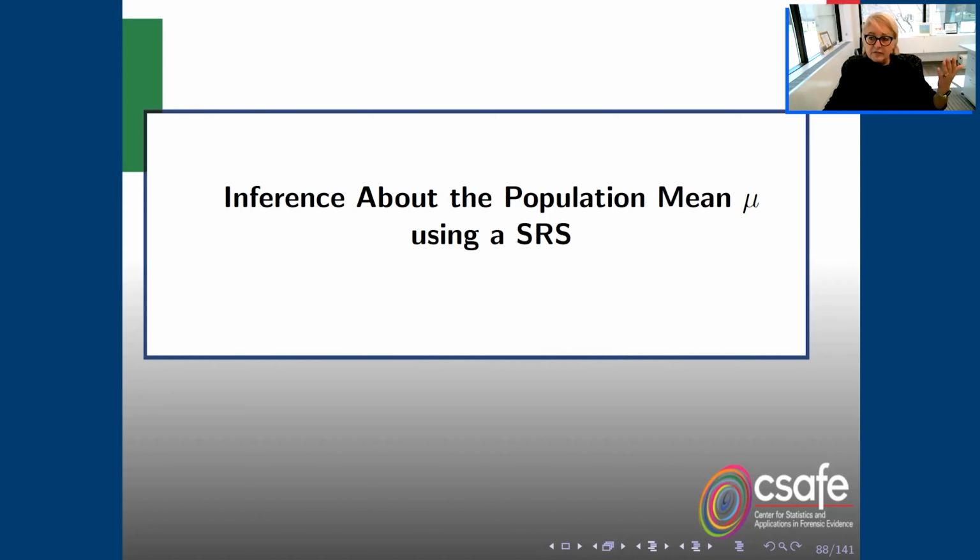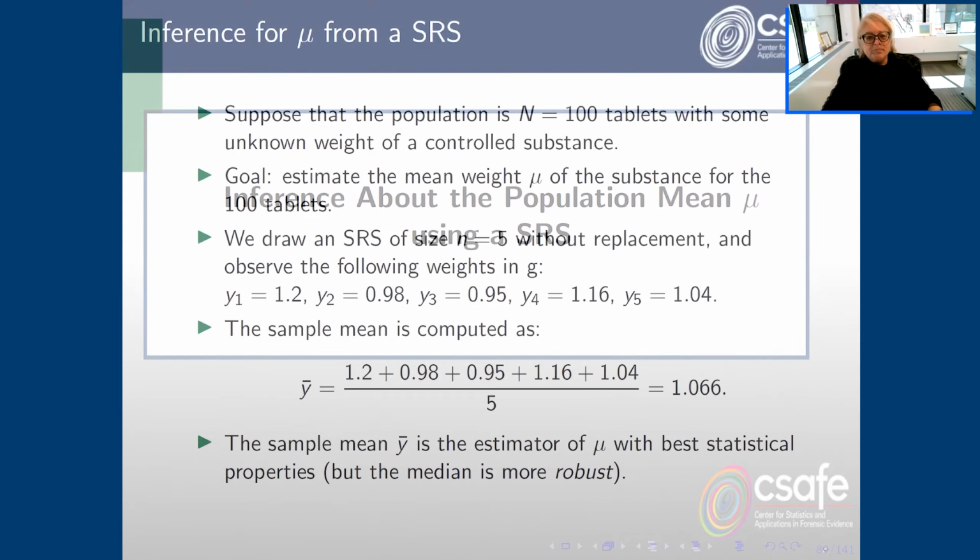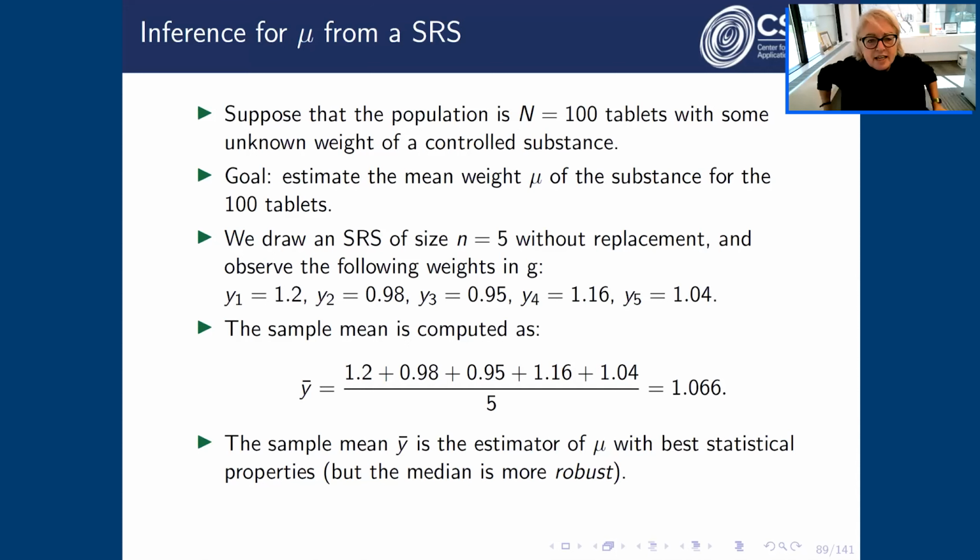This is when we have a variable that is continuous, like the weight of something, the dollar amount of something, the length of something, whatever. All right, so this should not be hard. Now let's suppose that, again, we have 100 tablets, but now we're not looking at whether they're positive or negative, but rather the weight of some controlled substance in those tablets. And so we want to estimate the population mean, mu, of the substance in those 100 tablets.